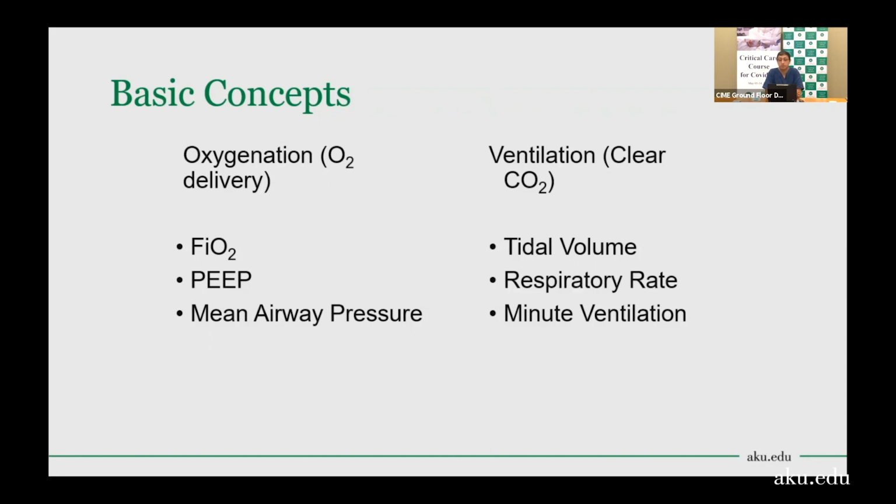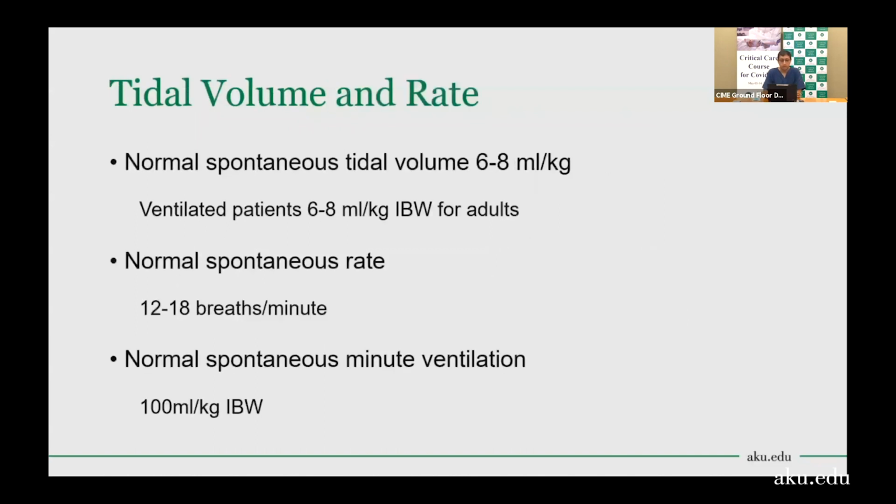For clearing the carbon dioxide, we have the tidal volume, we have the respiratory rate, and the combination of these is the minute ventilation. So the tidal volume and rate. The normal spontaneous tidal volume is 6 to 8 ml per kg ideal body weight for adults. The normal breathing is 12 to 18 breaths per minute. Again, you have to keep in mind that if someone is young and is very active, they may have a lower respiratory rate.